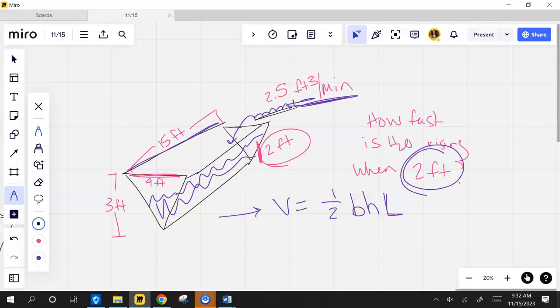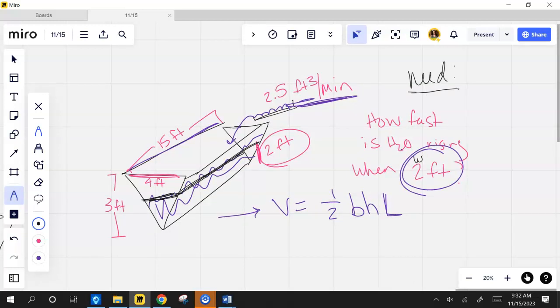Not volume. All right, so I'm going to call this level here. Let's give that a variable: W for water. W for water. So I need dW/dt.